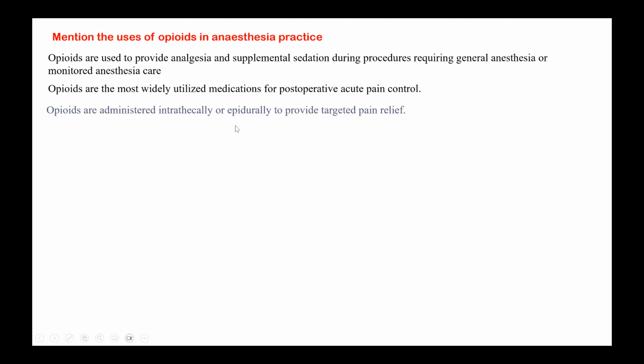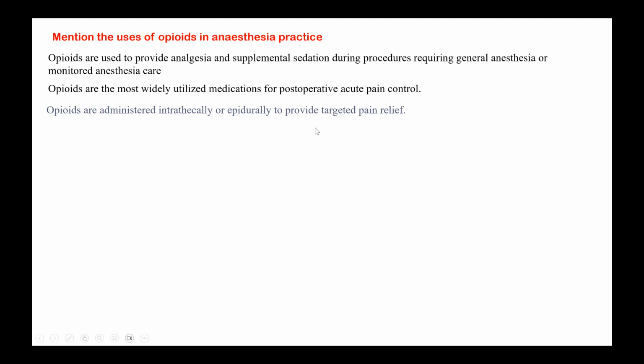The dose required is much less compared to the parenteral route. And the second thing is the onset of analgesia is much faster compared to the parenteral route. So, and it is more targeted pain relief.